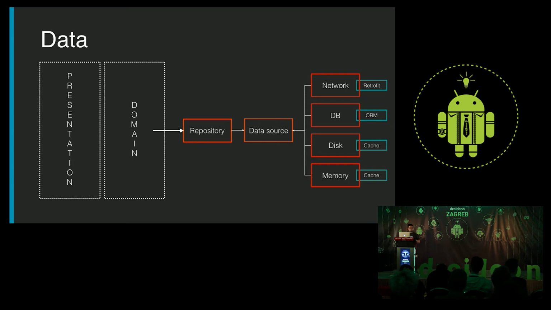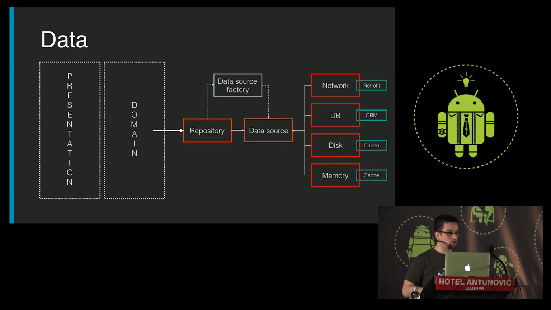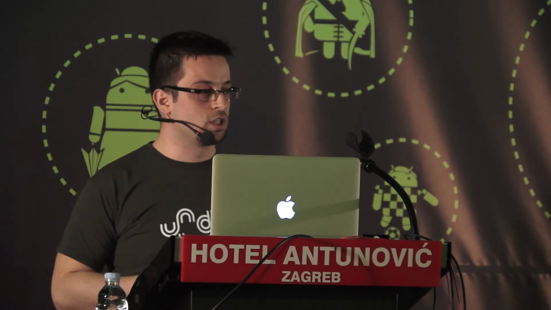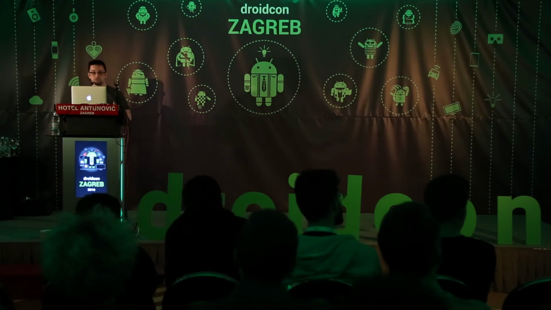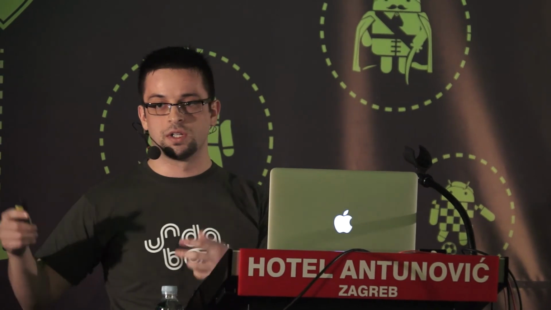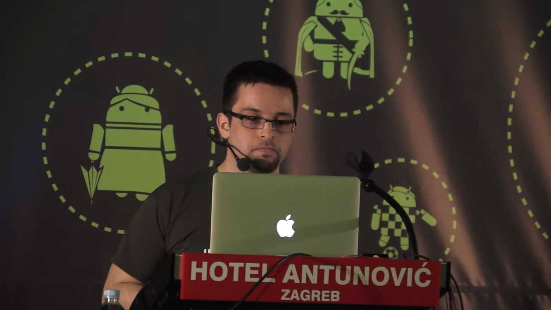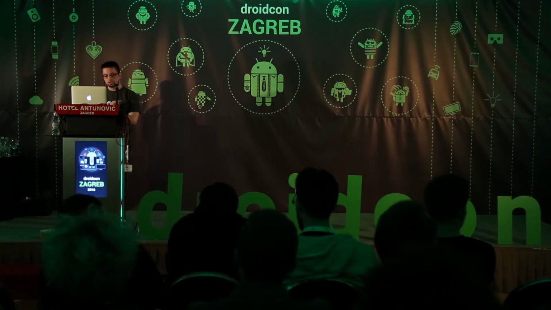An alternative approach is that the repository doesn't have a direct reference to the data source. Instead, it can have a reference to a data source factory, which will know how to create the concrete data sources at a specific time. This factory is here only to encapsulate the logic that decides which data source we are going to use. It can be something like: check if the cache is valid, and if it is, return the disk data source, and if the cache is not valid, return the network data source. But the repository can have direct references to data sources as well.